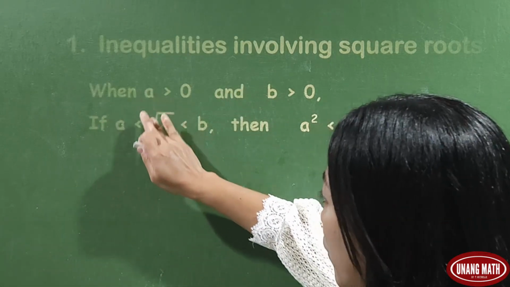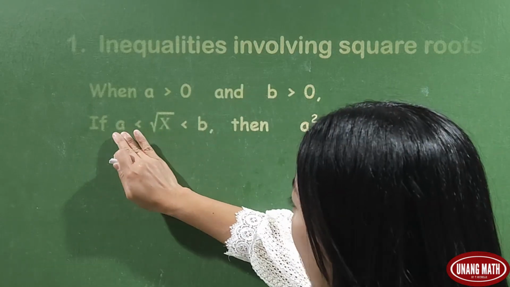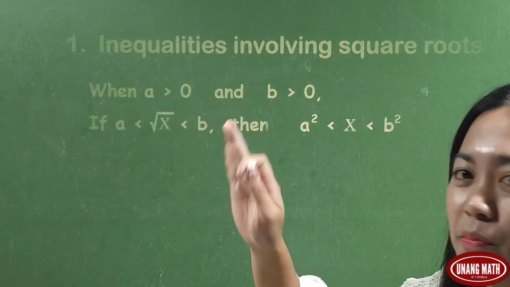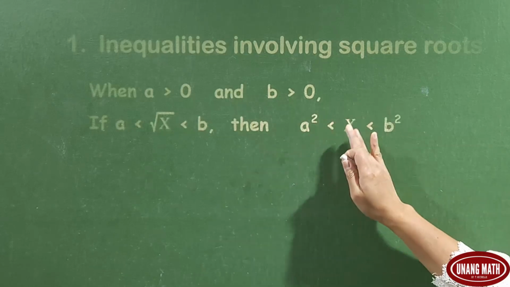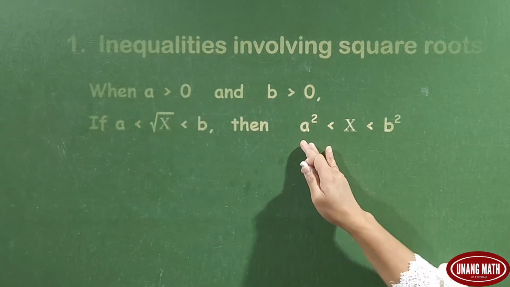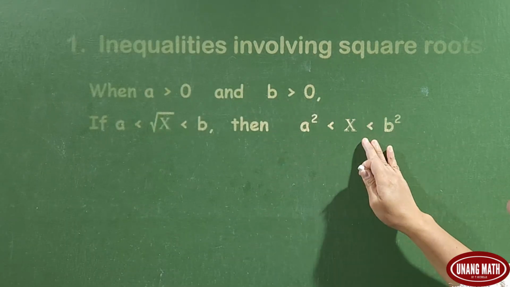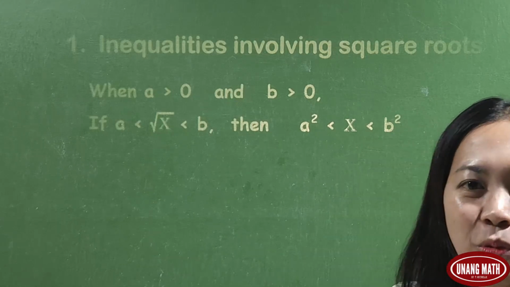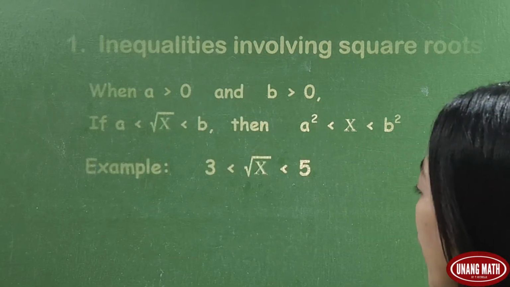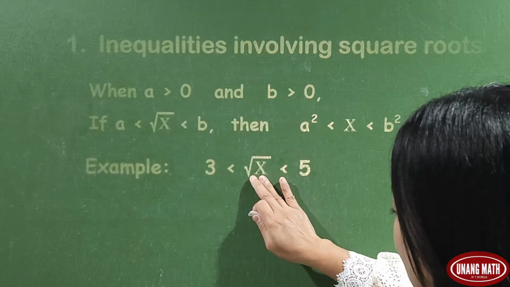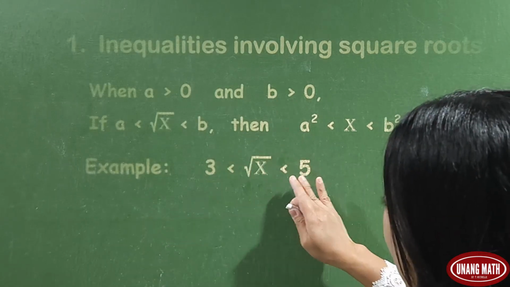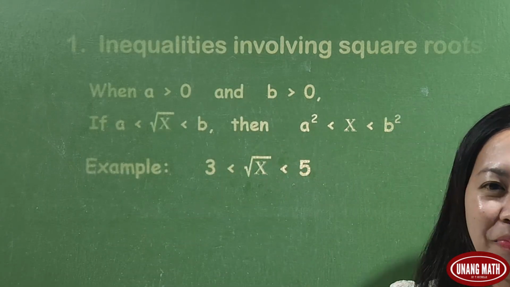Okay, if square root of x is greater than a but less than b, then x is greater than a squared but less than b squared. Okay, example. We have here square root of x is greater than 3 but less than 5.